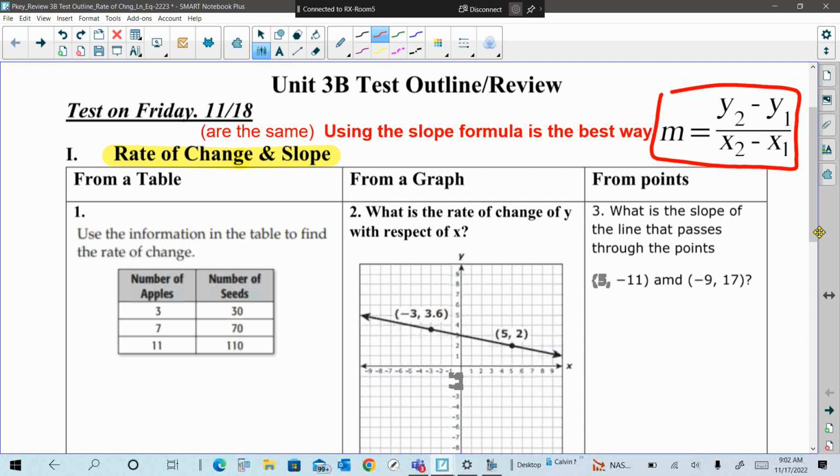The reason I suggest the formula is the best way is because sometimes your table doesn't have a constant increment of change. Like if I'm looking at number of apples to seeds, the first column would be the X, the second column would be the Y. X comes before Y. So in any table, the first is your X, the second is your Y.